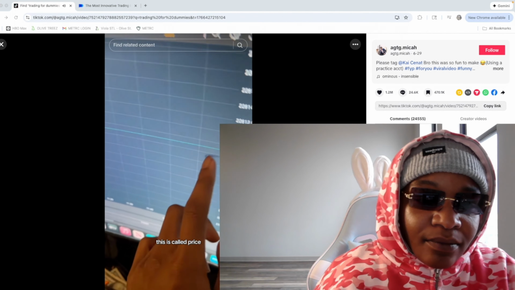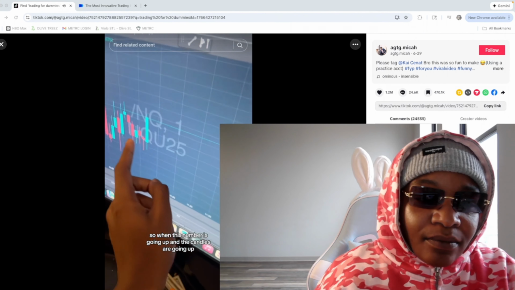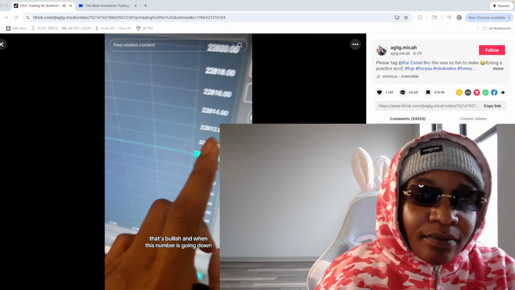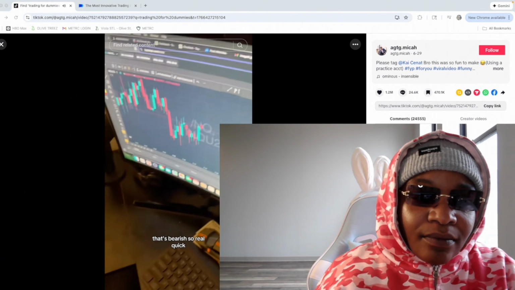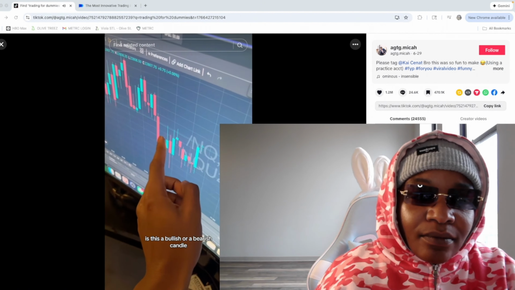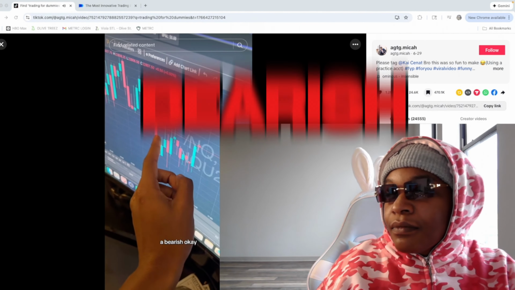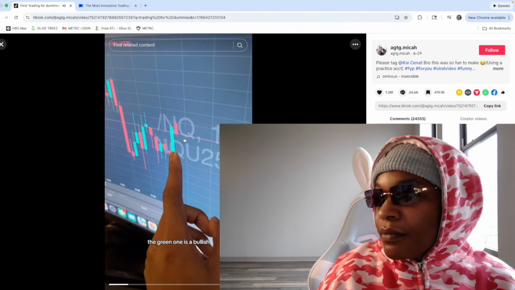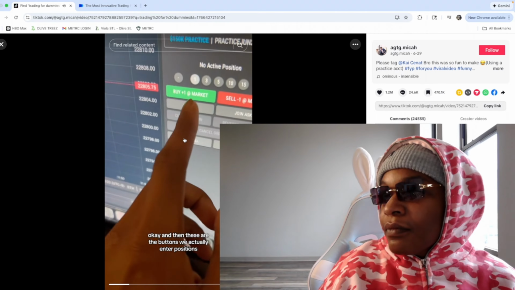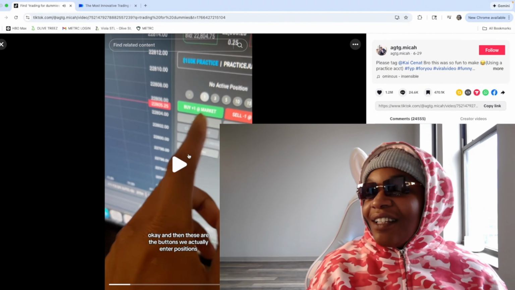This is called price. So when this number is going up and the candles are going up, that's bullish. And when this number is going down, the candles are going down. That's bearish. So real quick, is this a bullish or a bearish candle? Bearish. Okay. Is this a bullish or a bearish candle? The green one is a bullish. Okay. And then these are the buttons we actually enter positions.